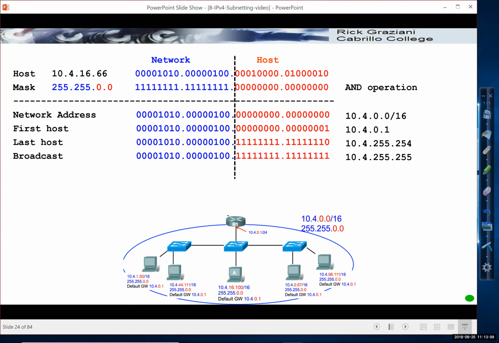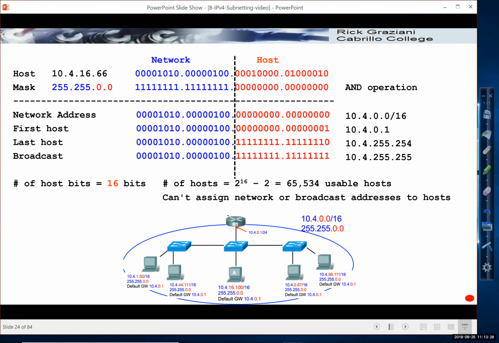Looking at it in decimal, there's our network address, 10.4.0.0/16. There's the address of our first host, which has been allocated to our router and is used as the default gateway on this network. There's the last host address and the broadcast address. We have 16 host bits, so 2 to the 16th minus 2, because we can't use the network address or the broadcast address, gives us 65,534 usable hosts.